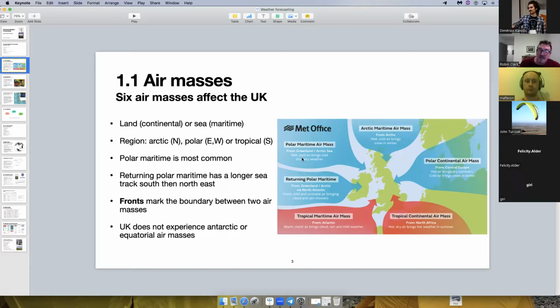Beneath that, you'll see returning polar maritime. That's basically polar maritime that has come down and spent more time over the sea before it comes across. So it's not quite so cold, but it still brings cloud and rain showers. The nicest ones, as far as good weather is concerned, are these, the ones that come either off the sea or off the land from the south.